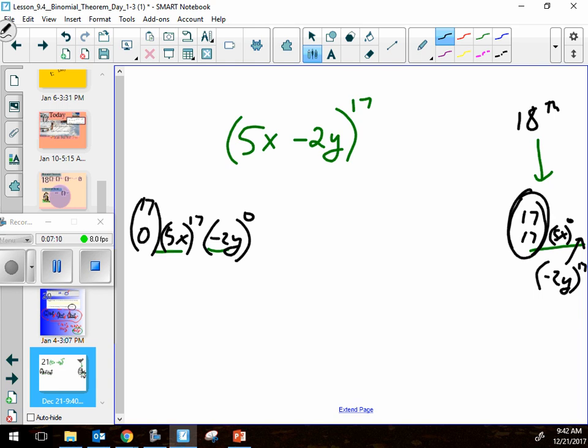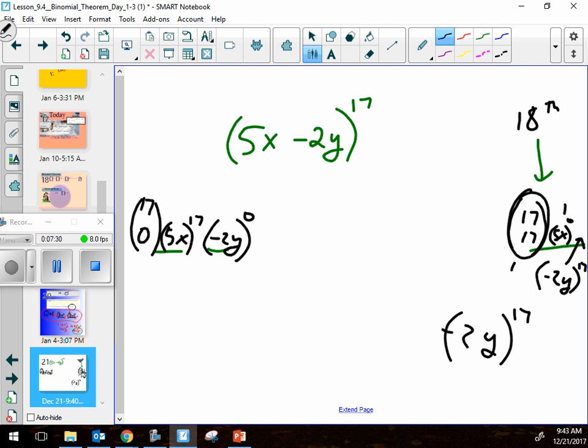Now, 17 choose 17, thankfully, that's really easy. I have 17 reindeer to choose from, and I have to pick 17 of them. There's only one way to do that, so it's 1. And then this one's 1. So it's really just this, negative 2y to the 17th. And I totally understand if you left it that way, because I don't think many of you know what 2 to the 17th is off the top of your head.